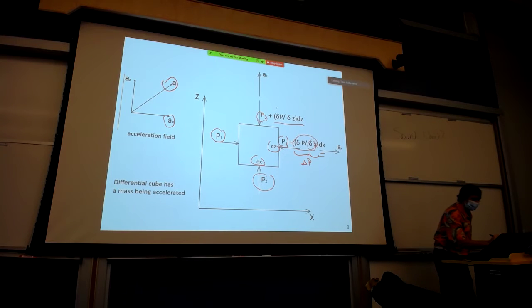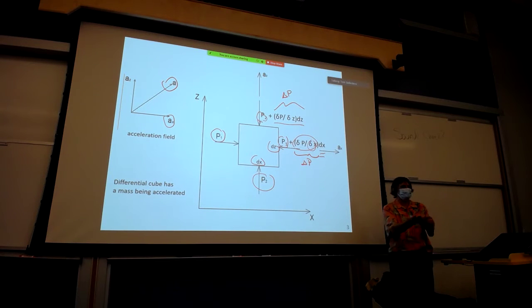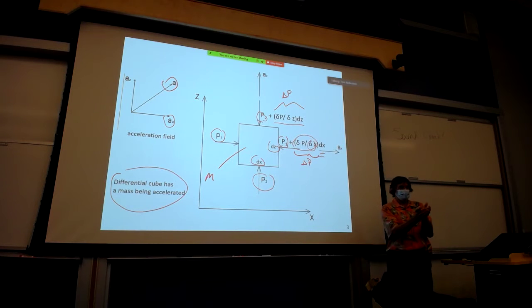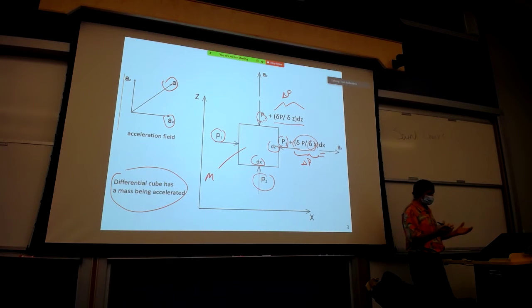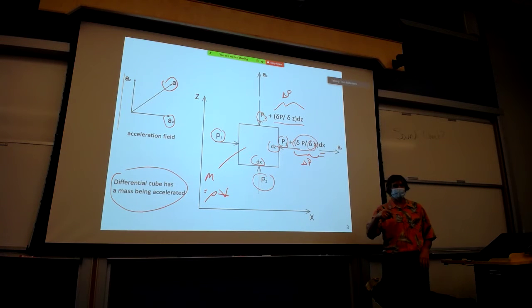So again, this term is basically the change in pressure as we move in the z direction, and it would indicate the change in pressure from the very bottom of the system all the way to the very top of the system. And in this case, the system is this differential cube. And so don't forget, this cube has a mass, and that mass, as you did before, would be the density of the fluid times the volume of the container, or the volume of the fluid itself. So that mass is just going to be density times volume. The volume of this cube is dx dy dz.